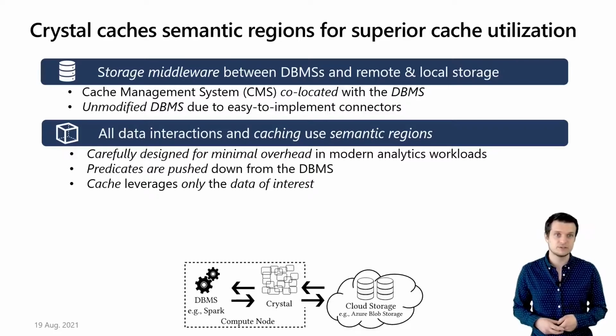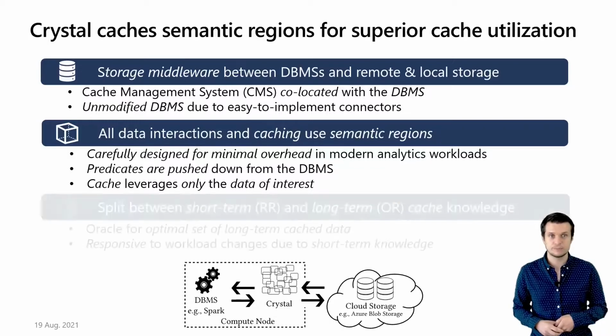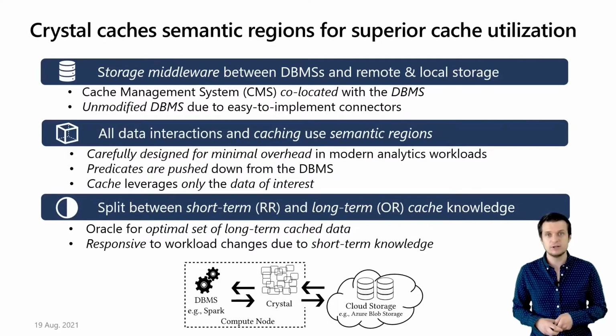The database management system pushes down the predicate to Crystal, and Crystal decides whether this predicate can be answered locally or downloads the relevant parts from cloud storage. We also trace all of the predicates from the database management system to only store the data of interest. We do so by splitting the cache into a short-term and a long-term cache. The long-term cache uses an oracle which computes the optimal set of long-term cache data, whereas the short-term cache is used to respond to workload changes quickly.